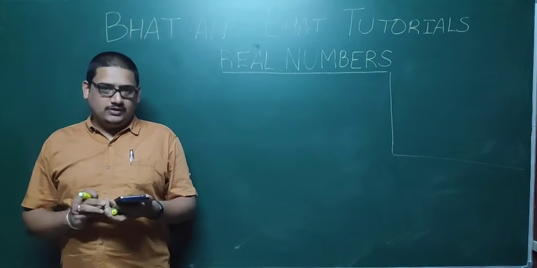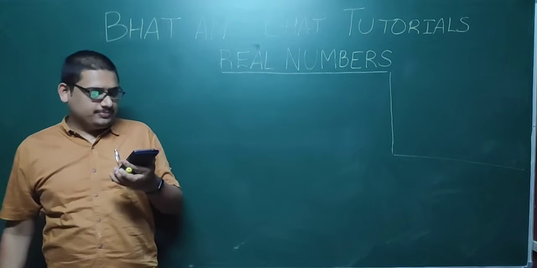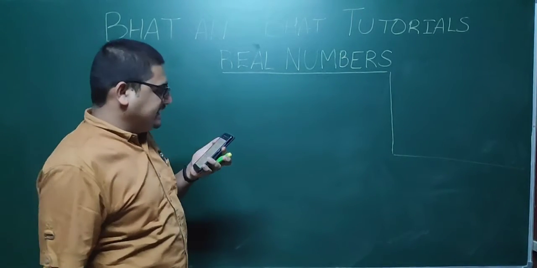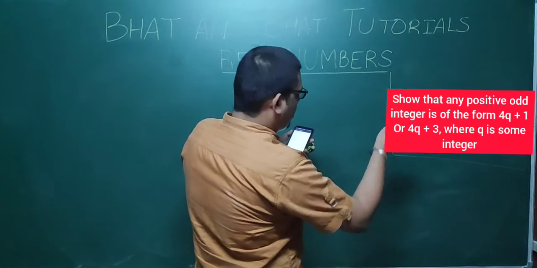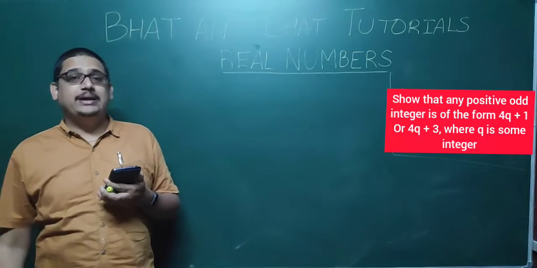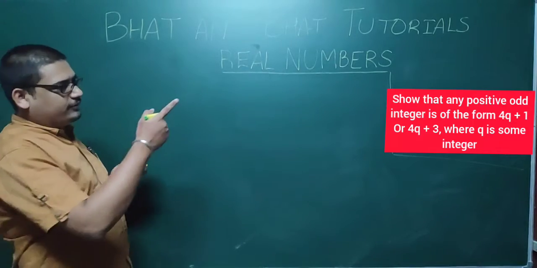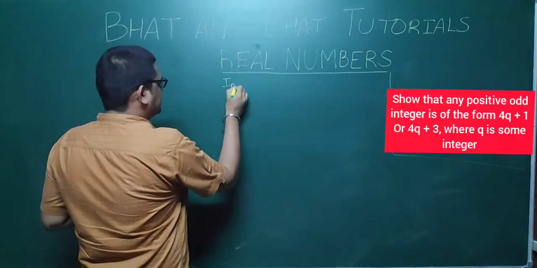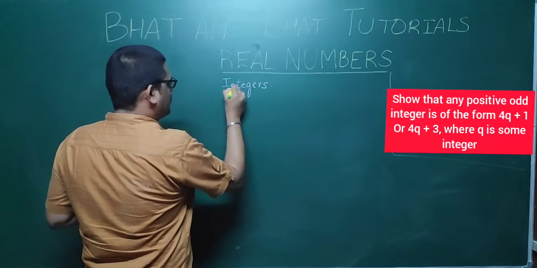Yes. So let us solve the next question. Please note down. It says show that any positive odd integer is of the form 4q plus 1 or 4q plus 3, where q is some integer. See, the first point that we have to note down from the given question is that they are talking about integers. This is a very important point that we have to observe.